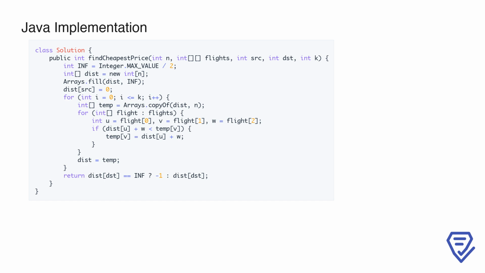For each flight, if taking that flight reduces the cost to a city, we record the new minimum in a copy of the distance array. This ensures correctness for the maximum stops constraint. Both implementations have the same logic and strategy, with the Java solution emphasizing strong typing and clean class structure.